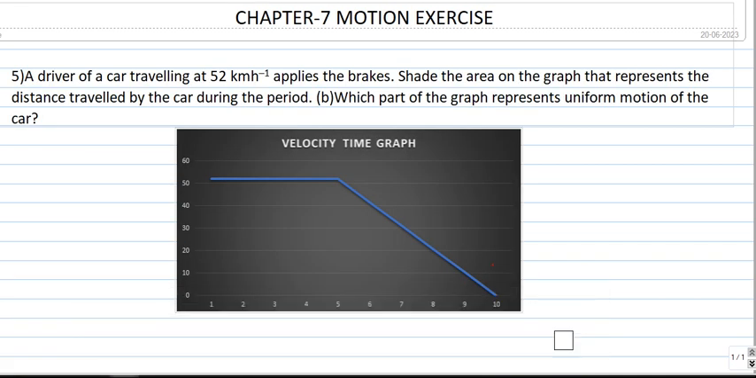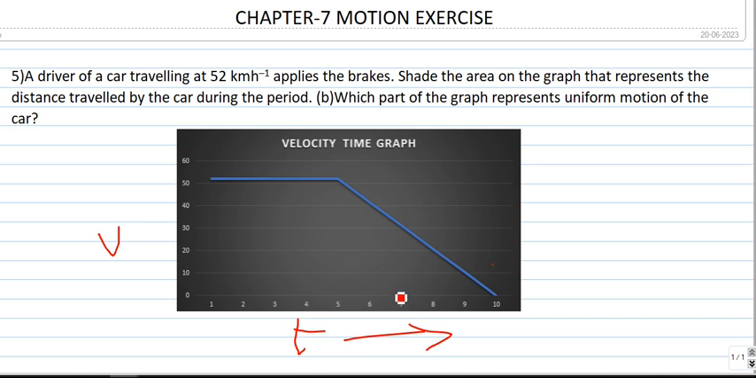This is a graphical representation sum. We will read the sum. A driver of a car travelling at 52 km per hour applies the brakes. Shade the area on the graph that represents the distance travelled by the car during the period. The second part is which part of the graph represents uniform motion of the car. So here we have the graph. This graph we have taken velocity in the y-axis and time in the x-axis.